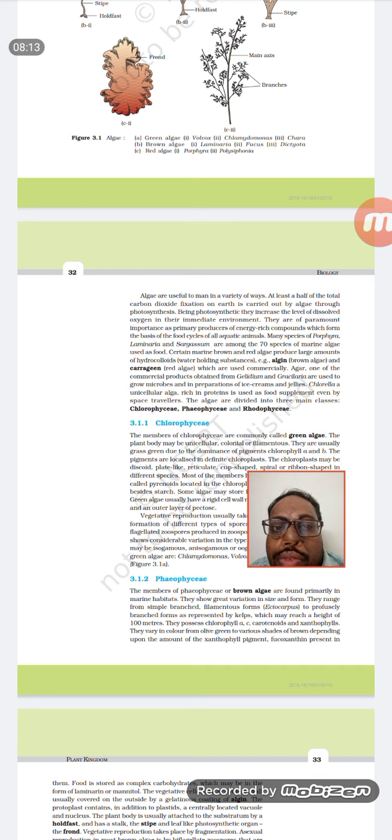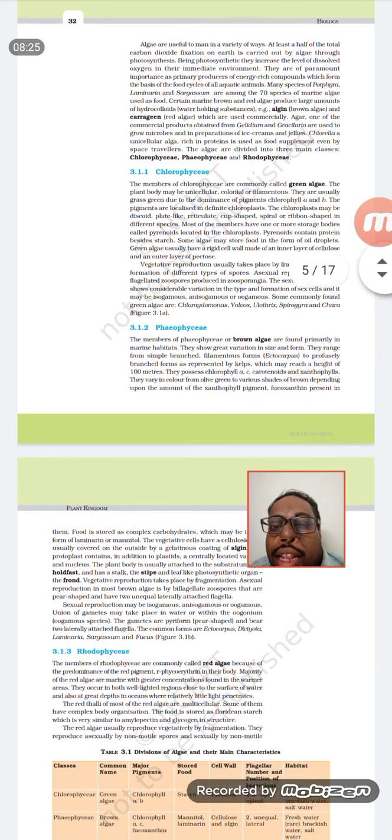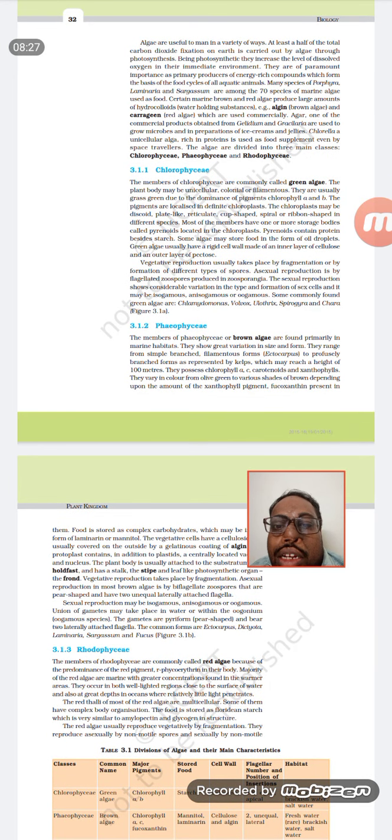According to their classes, especially on the basis of color, these algae are divided into three. One is known as Chlorophyceae, Phaeophyceae, and another one is Rhodophyceae. It is very simple. Chloro means they are green in color, Phaeo means brown in color, and Rhodo means red in color. That is the main thing.